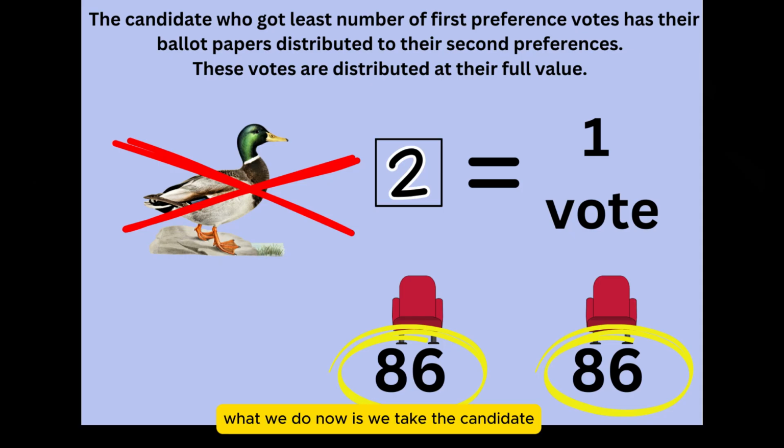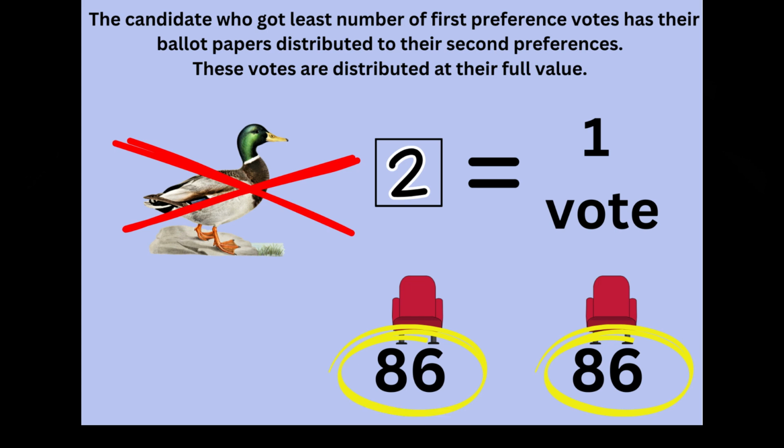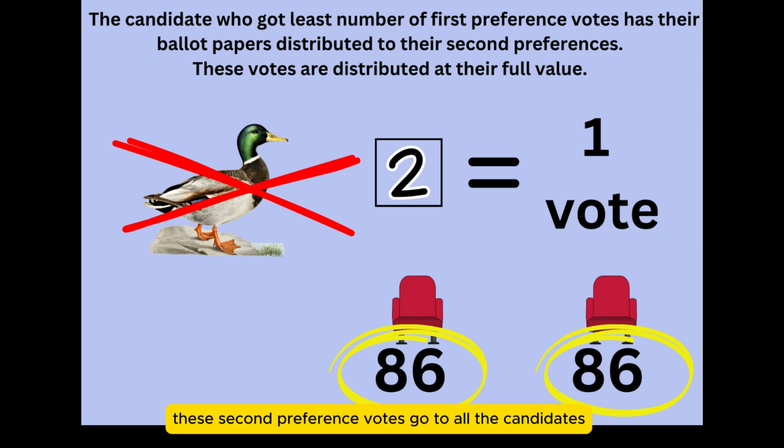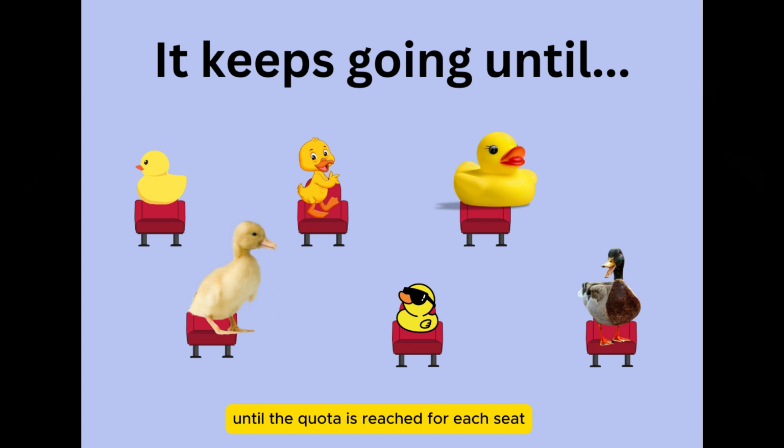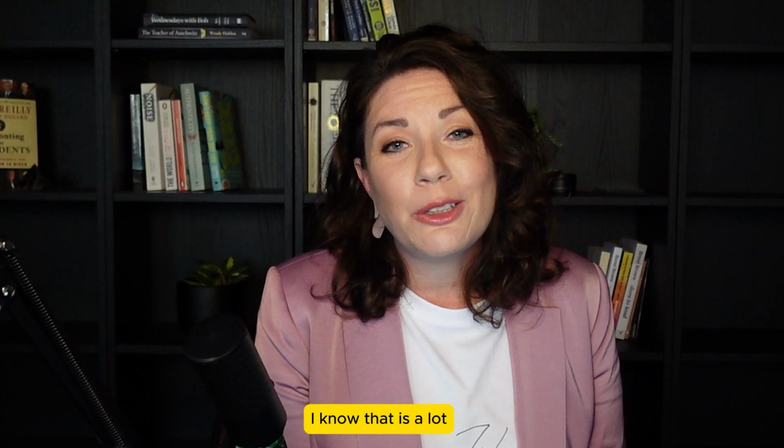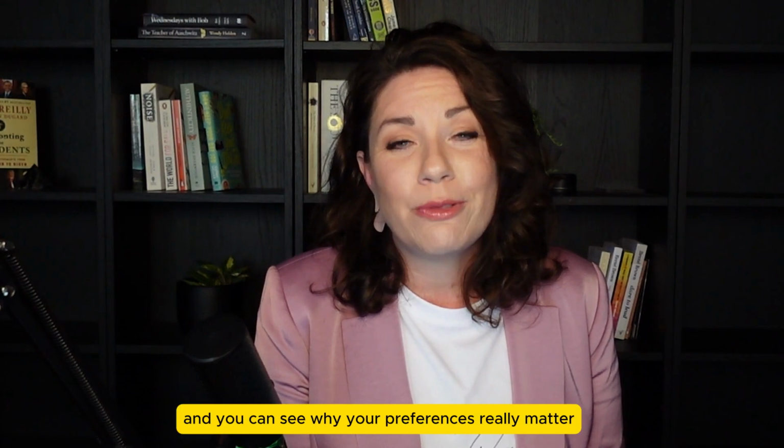What we do now is we take the candidate who got the least number of first preference votes. They have their ballot papers distributed to their second preferences. So they're eliminated, but their second preference votes count as 1 full vote. So these second preference votes go to all the candidates until the quota is reached for each seat and all the seats are filled. I know that is a lot and you can see why your preferences really matter.